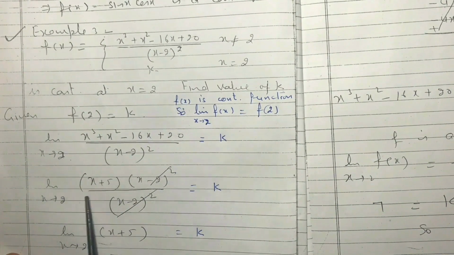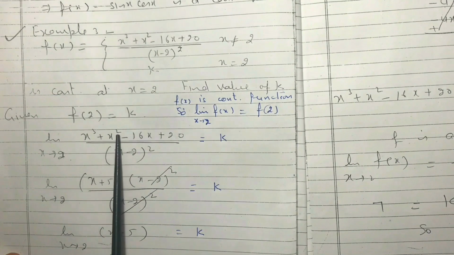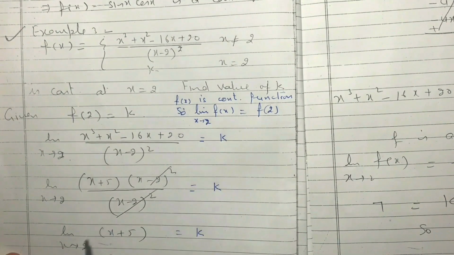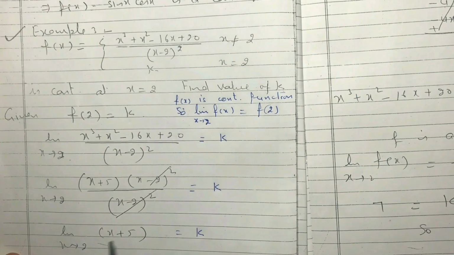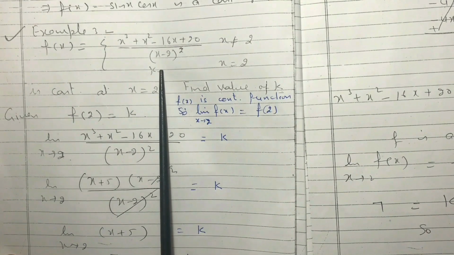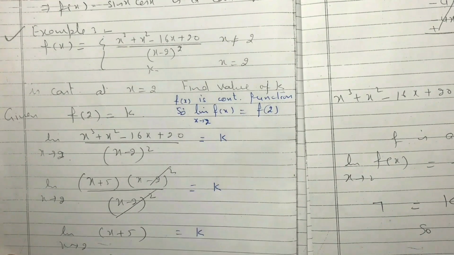But here I have written the factors of this polynomial. Now this and this cancel. So the limit of x tends to 2, x plus 5, is equal to k. Write 2 instead of x, so 7 is equal to k. Since we are to find the value of k and this function is continuous, the value of k is 7. So this function is continuous when the value of k is 7.